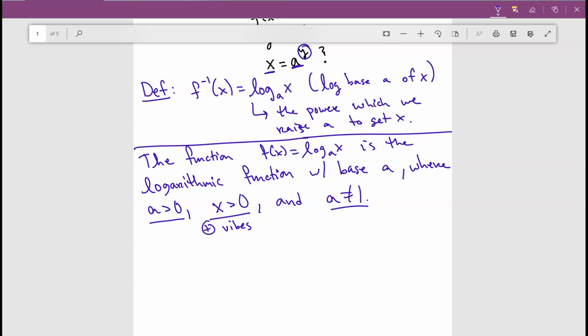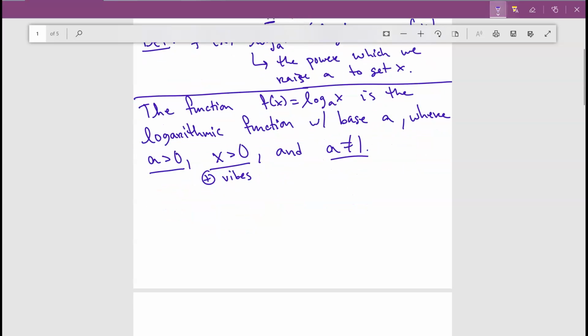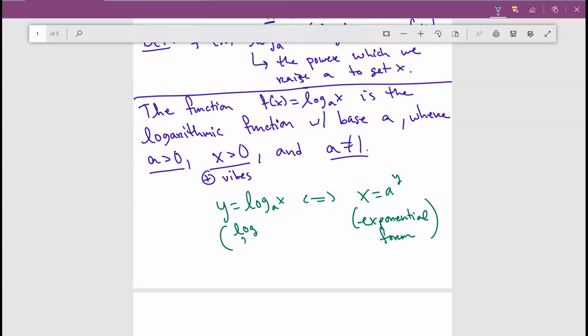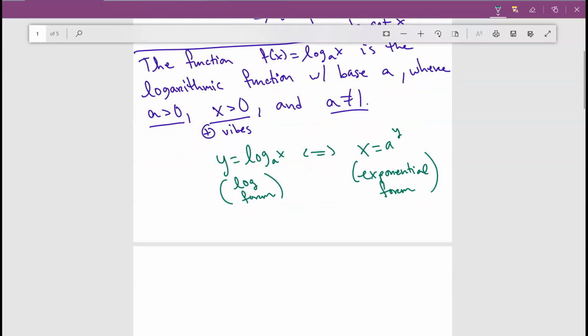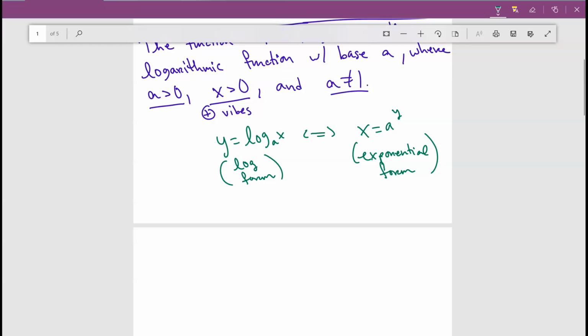If you wanted to convert the log back and forth, y equals log base a of x can be converted to x equals a to the y. Solving this gives this part, so these two are equivalent. This is what we're going to call exponential form, and this is logarithmic form, or log form. Now let's practice converting between those two.